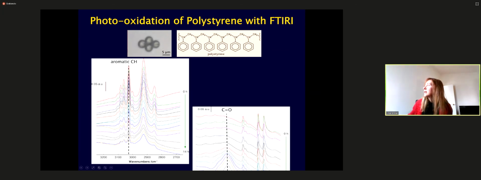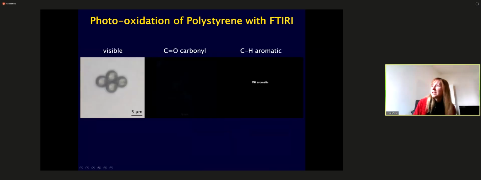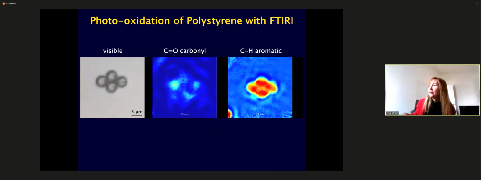And we could actually see that with the growth of, here's the CO, and then the appearance of C double bond O, which is the oxidation, and the disappearance of the aromatic CH, which is here. So we can actually take those data and generate a movie of what happened.